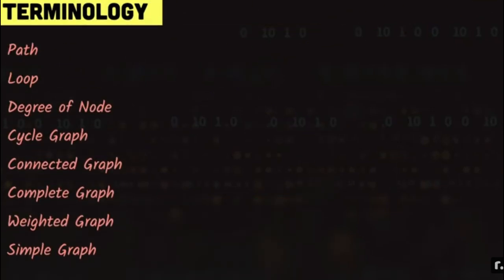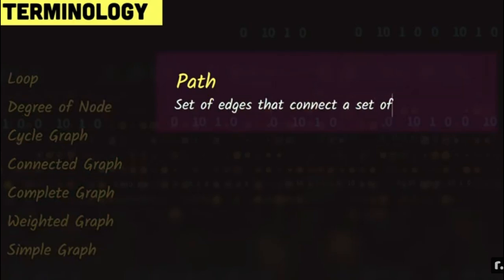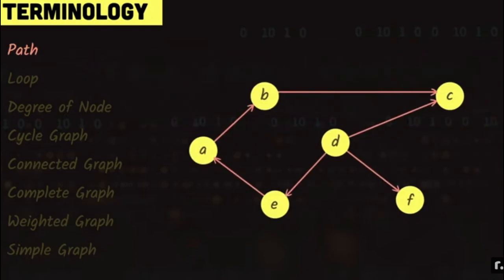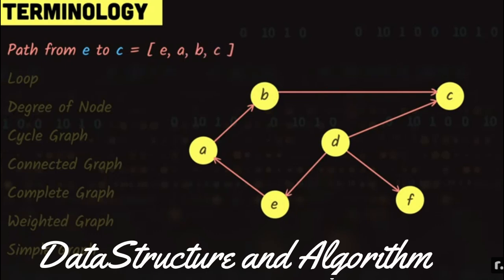So first of all we have path. A path to a node or vertex is a set of edges from starting vertex to the ending vertex. Let's say that we have this graph and we need a path from vertex E to vertex C. So we have vertex E, then we'll travel to vertex A, then B and then C. So the path in this case will be E, A, B and C.